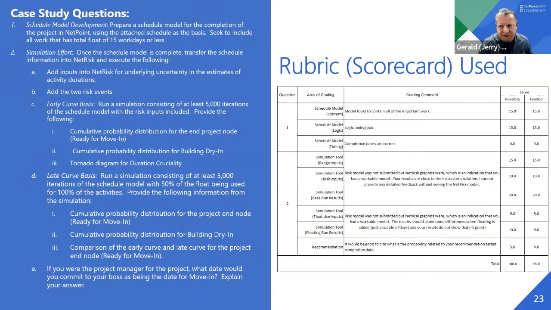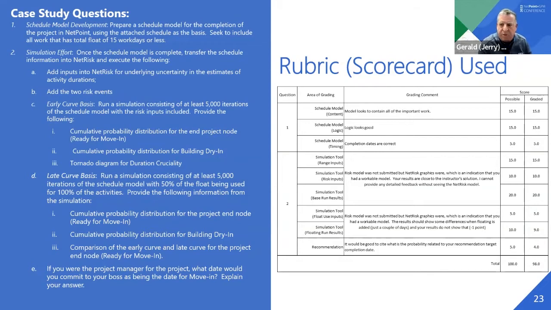Part 2 was all about the simulation and using NetRisk. As I mentioned, there are really 2 simulation runs to be done: a base run without the use of float, and then a second run with the use of float. They were graded on how well they put the range information in. What was really nice is many of the students gave me their NetRisk file, so I was able to see exactly what they did and compare it against the solution I had, and then provide them very detailed feedback. If their answers weren't very consistent with mine, then I can actually say, well, this is why. And students really like it when you can give them very specific feedback.